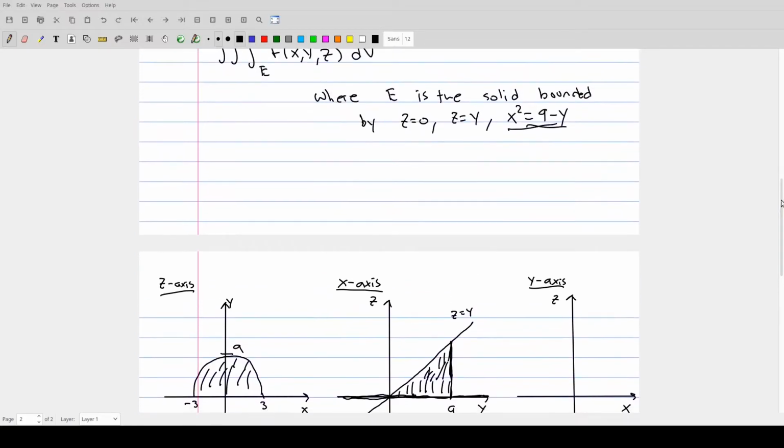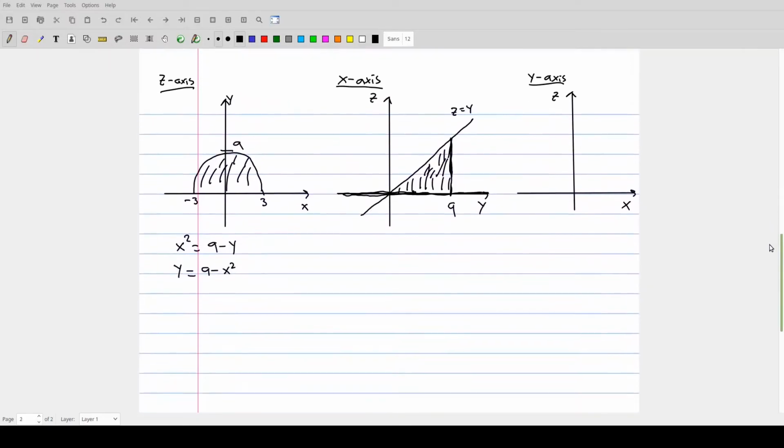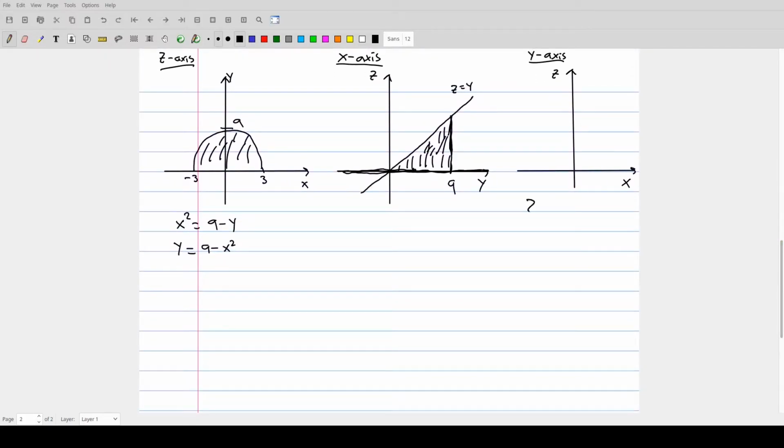So the last thing we want to look at is what we see if we look along the y-axis, which is exactly going to be given by these two equations right here, the second and third equations. So z equals y and x squared equals 9 minus y.